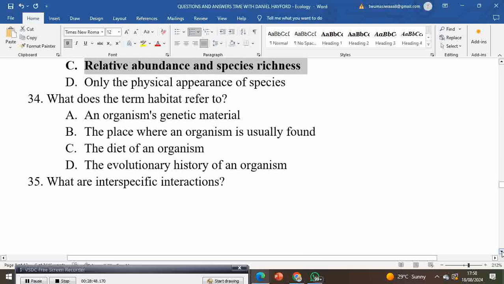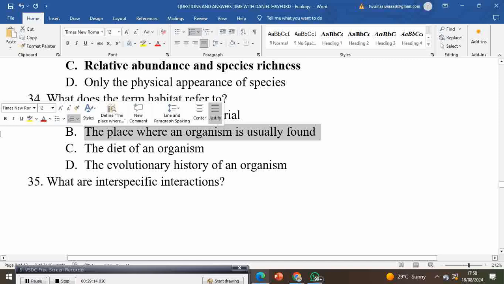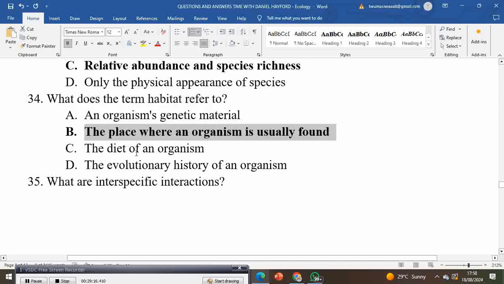Now, question number 34. What does the term habitat refer to? Option A is an organism's genetic material. B, the place where an organism is usually found. C, the diet of an organism. D, the evolutionary history of an organism. Your best shot is that a habitat refers to the place where an organism is usually found, or a place where an organism lives out its life.